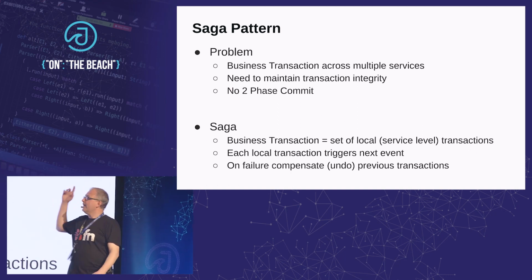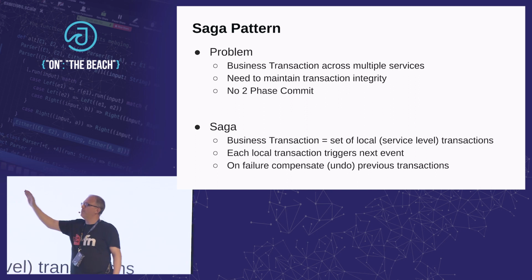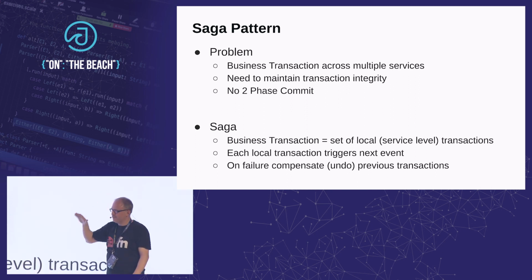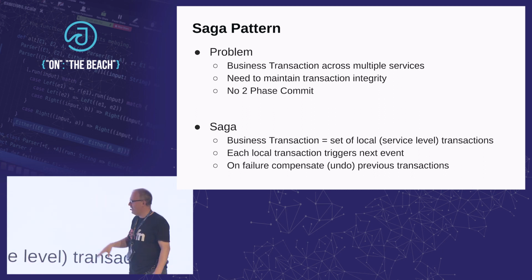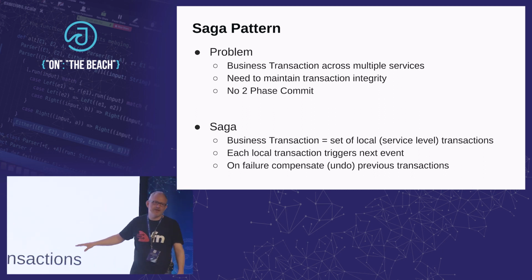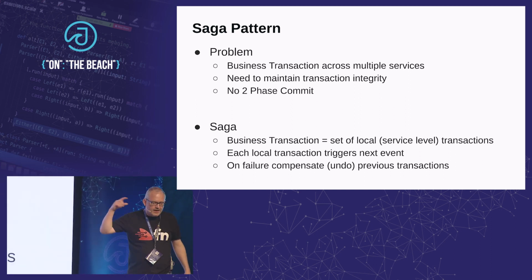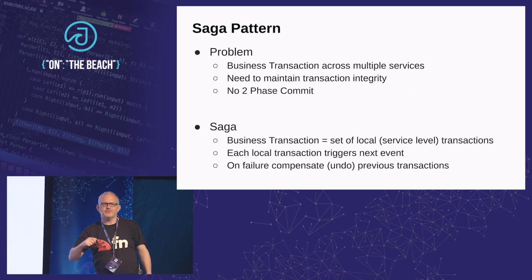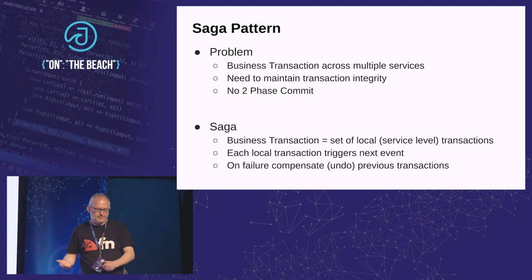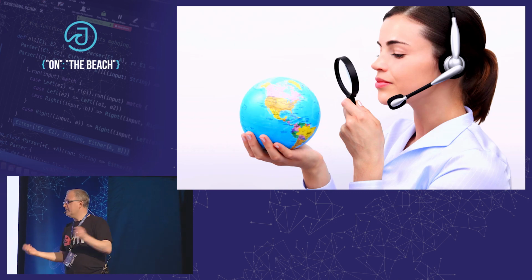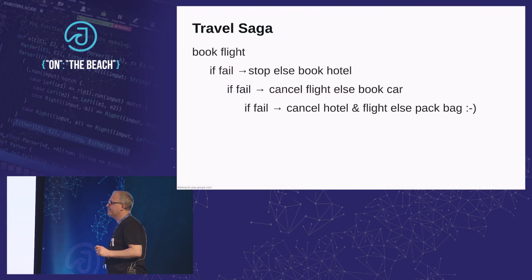So we can, for example, use Flow to implement something like a Saga Pattern, where you've got a business transaction that's spread across multiple services. You can't use something like two-phase commit, so you have a set of local service-level transactions. Each one triggers the next event. And on failure, you would undo a previous transaction rather than roll back. So say apply a credit instead of a debit. So we can potentially have FN act as our travel agent.